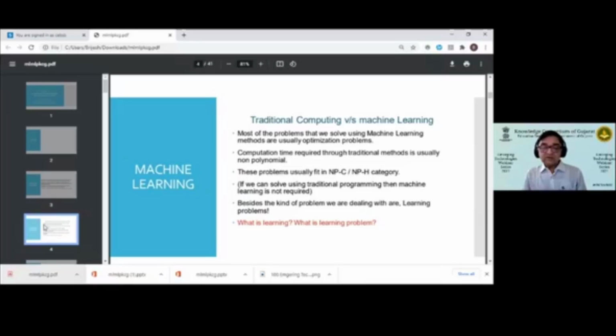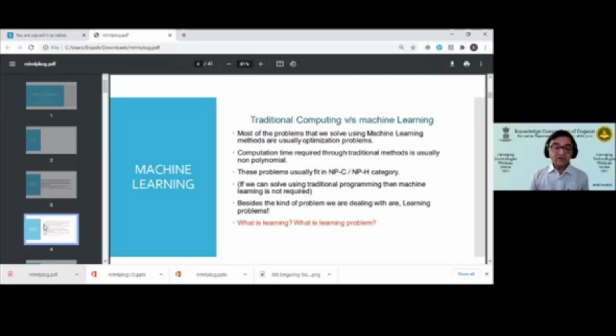Most of the problems that we solve using machine learning methods are usually optimization problems, where we try to maximize or minimize some objective function. The computation time required through traditional methods is usually non-polynomial for the kind of problems that we are discussing. And we know from our algorithm theory that the problems which cannot be solved in polynomial time fit in the category of NP complete or NP hard problems. So the traditional paradigm says that these problems cannot be solved in polynomial time. You need to do something better than that.